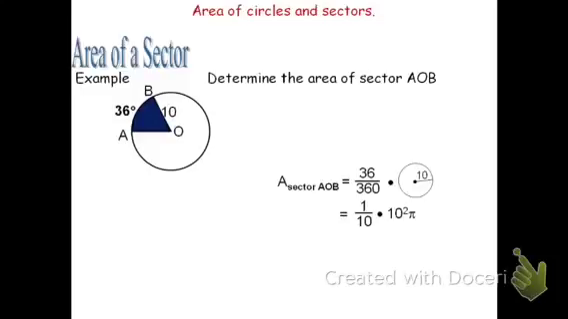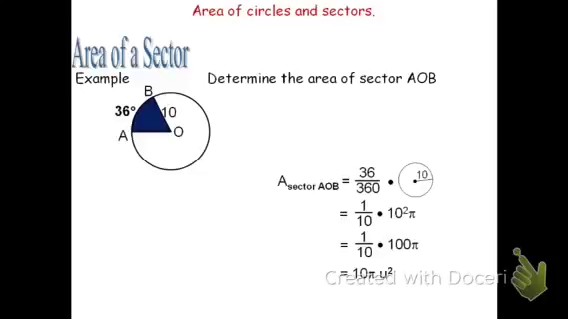Now if you're wondering where that 1/10 came from, I reduced the 36 over 360. I can divide top and bottom by 36. 36 goes into 36 once. 36 goes into 360 10 times. So I get 1/10 times the pi r squared, which in this case is 10 squared pi. 10 squared is 100, so I get 100 divided by 10. 100 divided by 10, or 1/10 times 100, is just 10 pi.